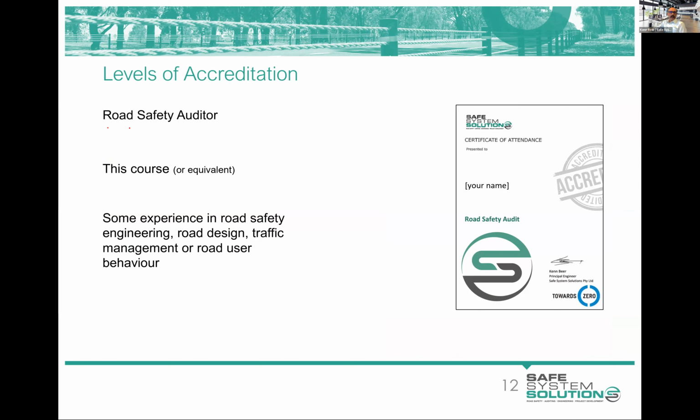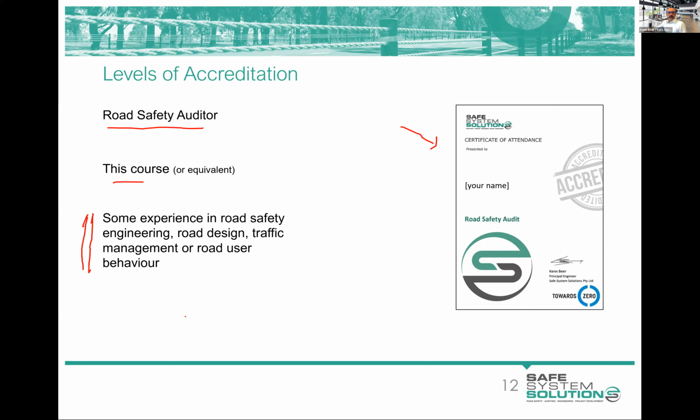So what you need to become a road safety auditor is you need to do this course and you need to pass. Now you're all well on the way to that, but you're going to need to finish your quizzes, and you're going to need to finish that audit report and get over 80% and get that certificate from us. And then you're going to need, it says here, some experience in road safety, engineering, road design, traffic management, or road user behavior. Now, having looked at where you're all from, you're all meeting that category. The Victorian one is quite an easy entry level.